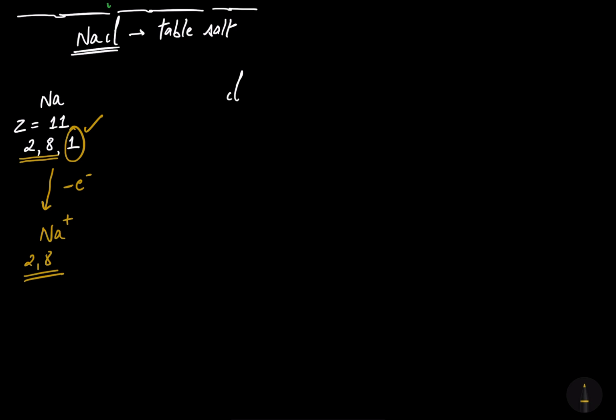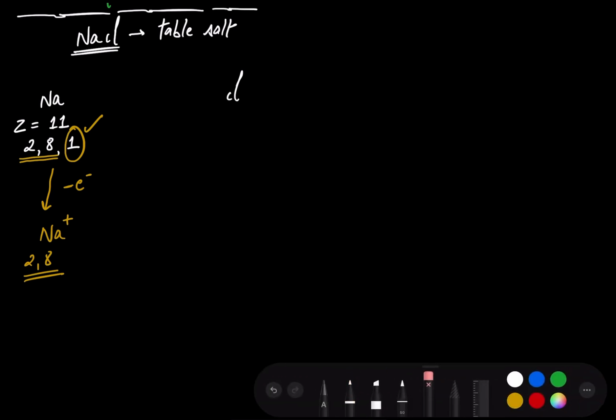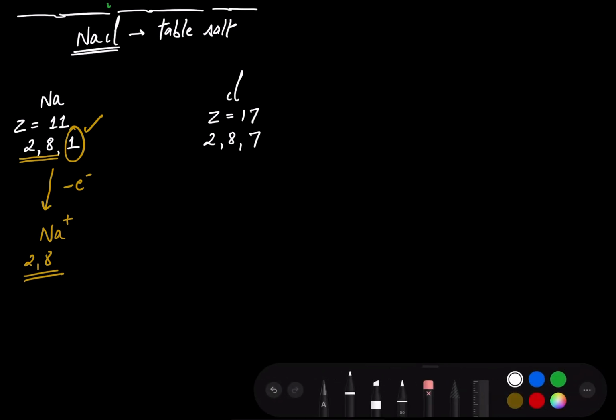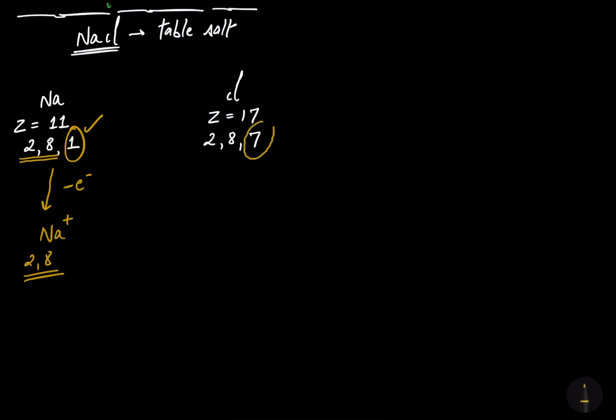Now let's talk about chlorine. The atomic number of chlorine is 17. The electronic configuration of chlorine will come out to be 2, 8, 7. So the valence shell or outermost shell of chlorine has a total of 7 electrons. So chlorine will try to gain 1 electron to achieve the stable electronic configuration of the noble gas argon, that's 2, 8, 8. So what's going to happen?